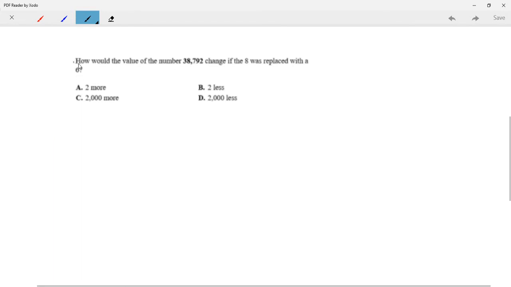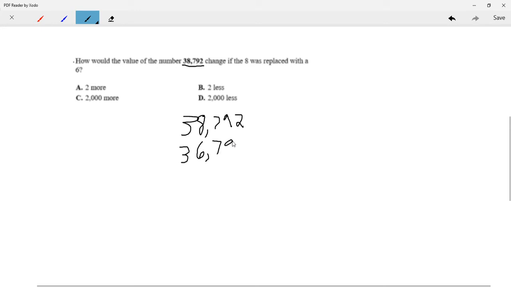But it says, how would the value of the number 38,792 change if the 8 was replaced with the 6? So I would say the first thing I would want to do is write this number, 38,792, and write it if the 8 was replaced with the 6, right? Because now we're comparing these two numbers.